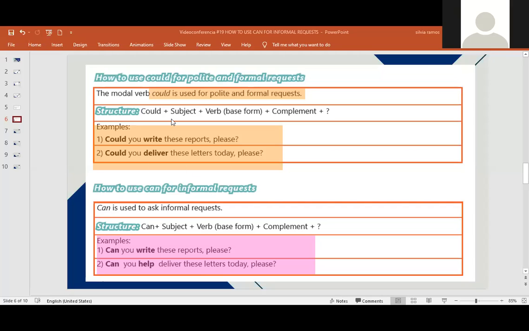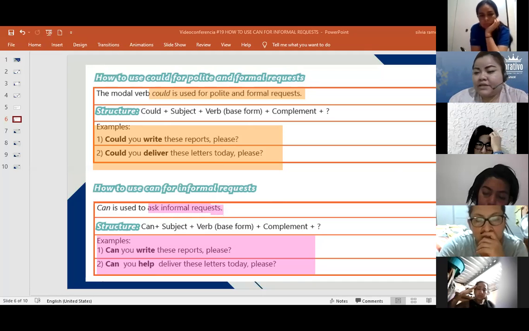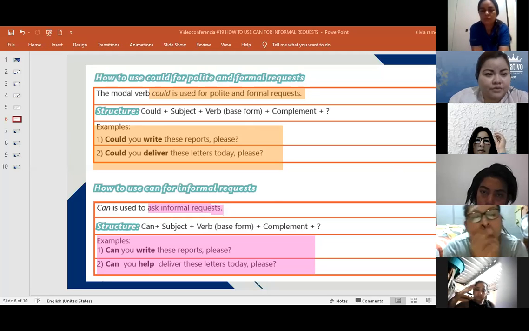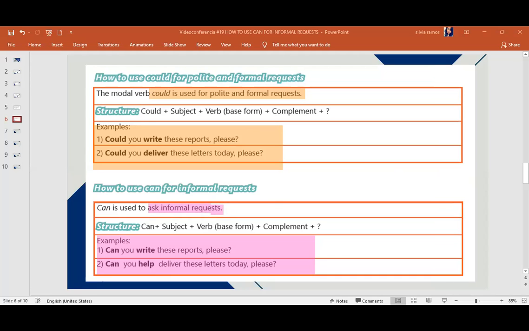And then can, right? We use can right here only to ask informal requests. That's it. That is the big difference. Si se fijan, van escritos de la misma forma, la estructura es la misma, right? There's no other problem with that. We have the same structure, the same information right there that we could use to write our examples. Now, look at the information there, please.